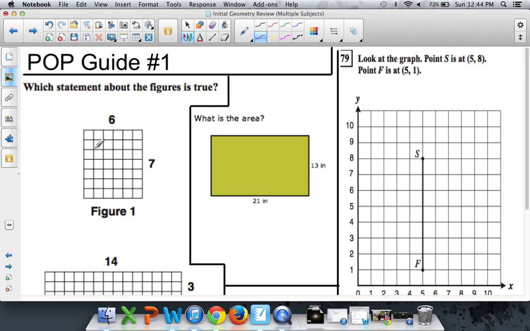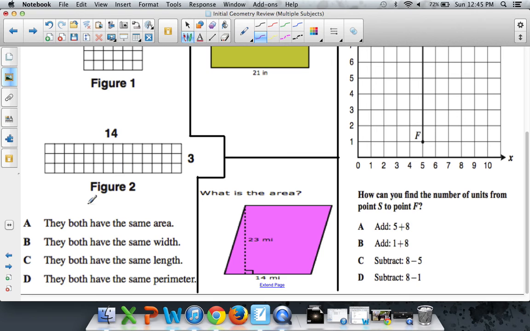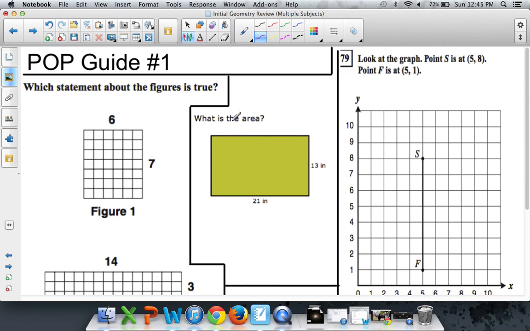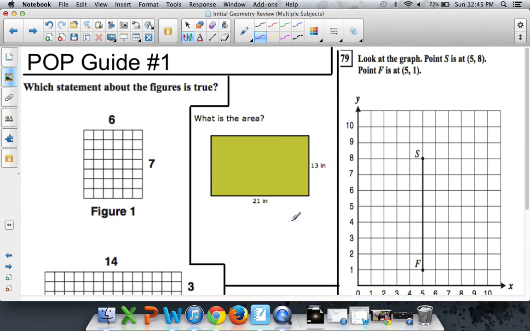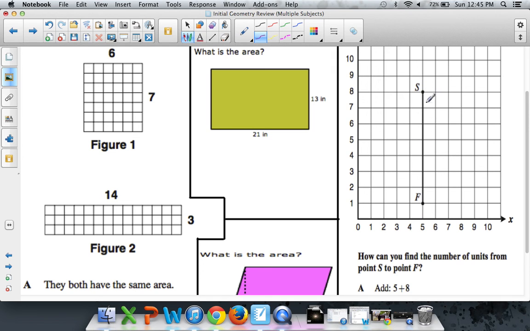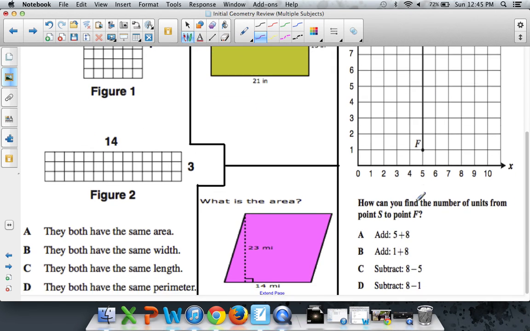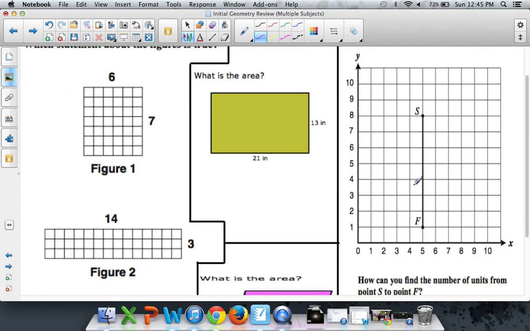Let's look at your pop guide. I want you to find out which statement about these two figures is true. And these are the statements right here. I want you to find the area of this parallelogram. I want you to tell me how you would figure out the length of this one little line right here. And if you're not sure how to do any of this, rewatch the video, because there are clues in there to figure out these 4 problems all on your own.